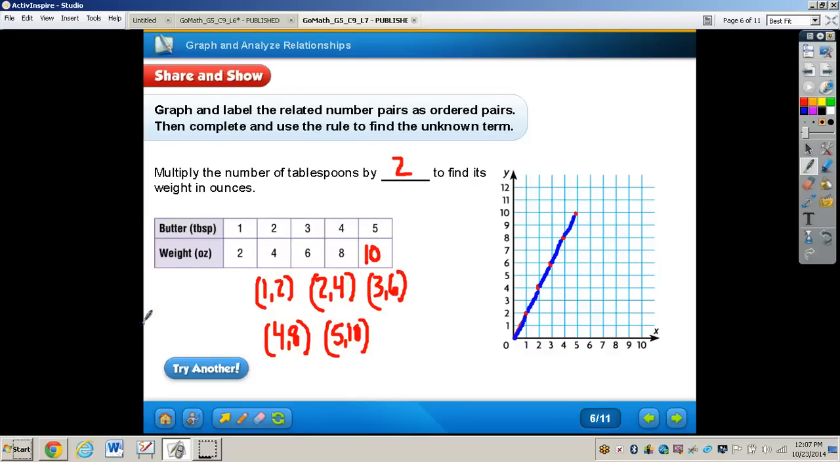Okay, so you can see the answer. The unknown term was 10. You can see how I graphed my ordered pairs. You can see it's making a straight line. Why is it a straight line? Because it's the same rule for each ordered pair.